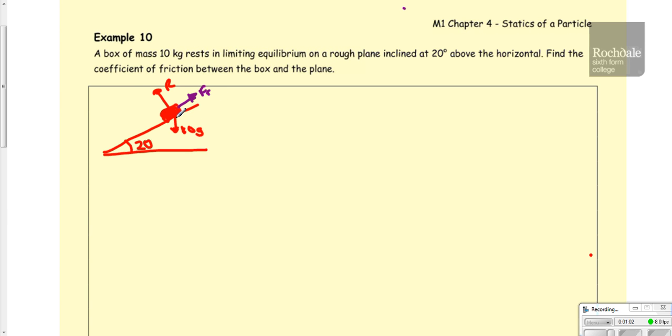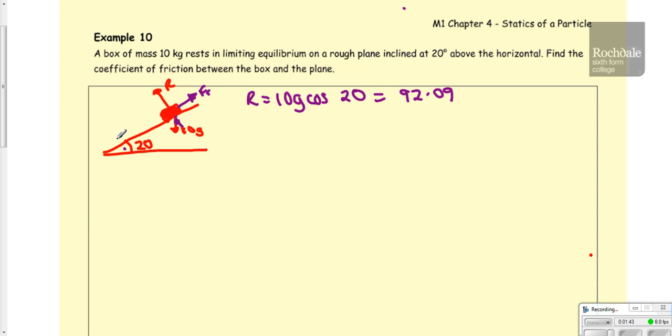Nice and easy. We know again that this angle here between the perpendicular and the vertical will be the same as this angle at the bottom, which is 20 degrees. So if I was to resolve perpendicular to the plane, we know that R upwards would equal 10g cos 20, which is acting downwards perpendicular to the plane. So working that out, it works out to be 92.09 newtons.